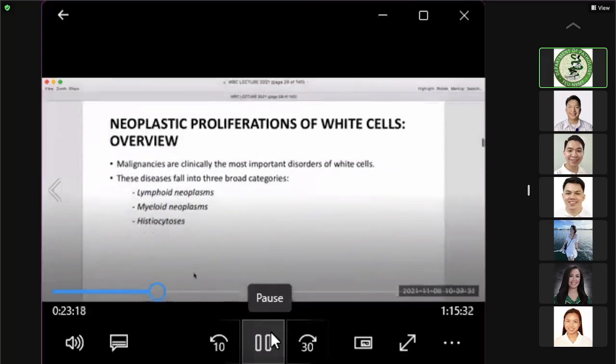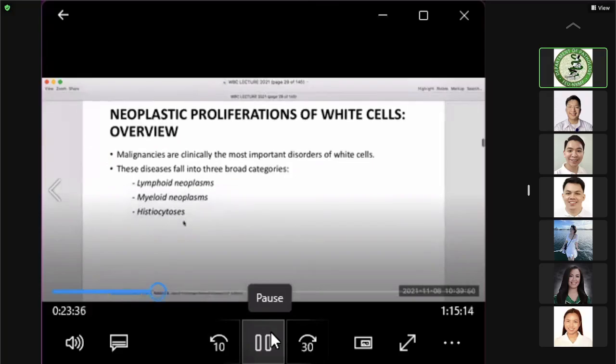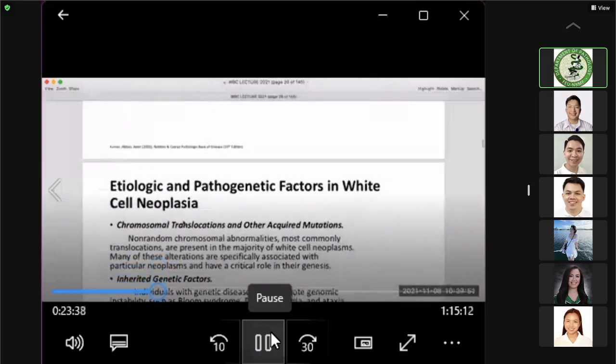Okay, so we go now to the neoplastic proliferations of white cells. Okay, let's have an overview. Malignancies are clinically the most important disorders of white cells. These diseases fall into three broad categories. We have the lymphoid neoplasm, we have the myeloid neoplasm, and the histiocytosis.